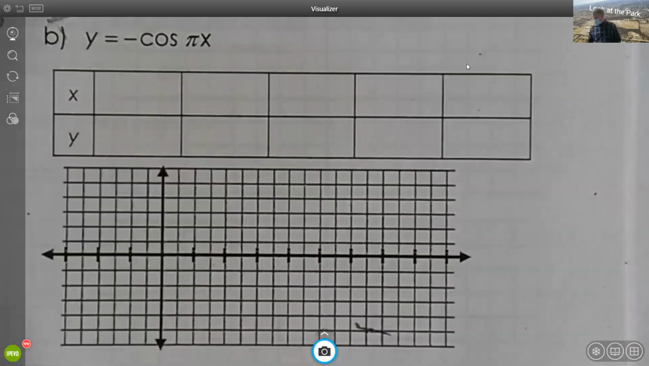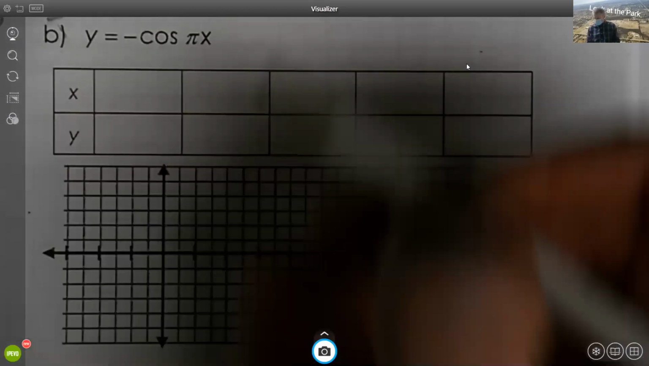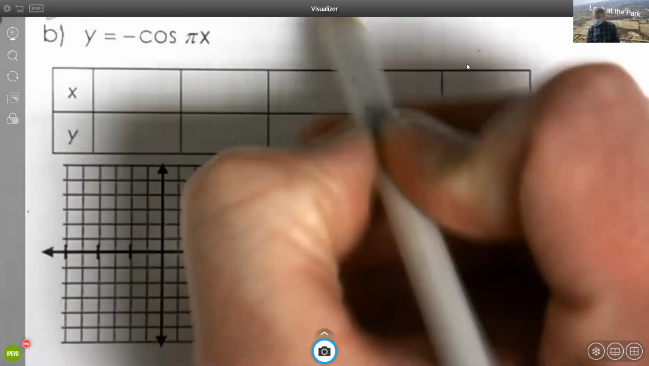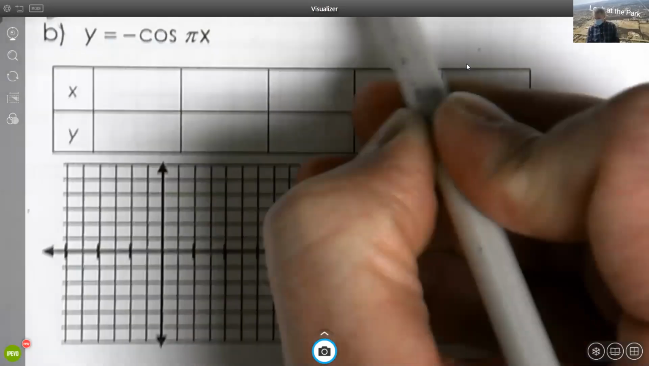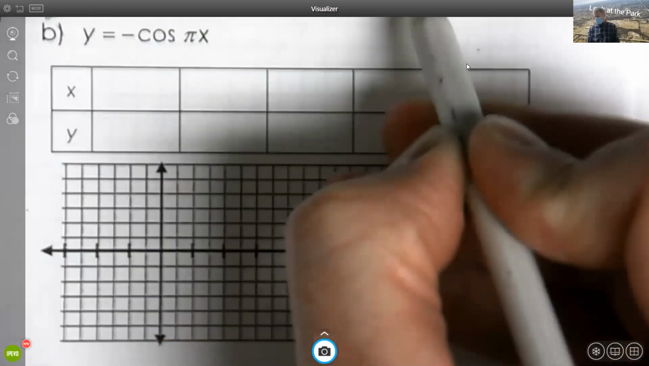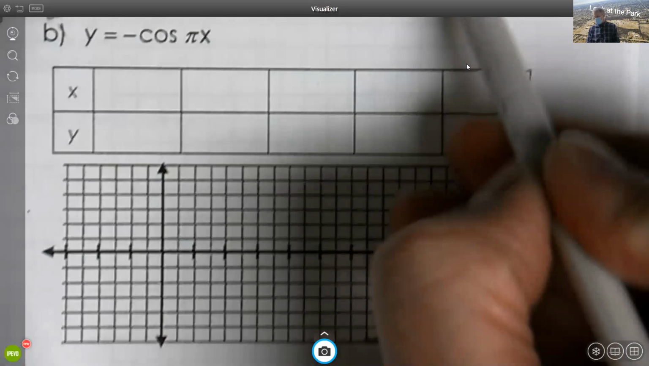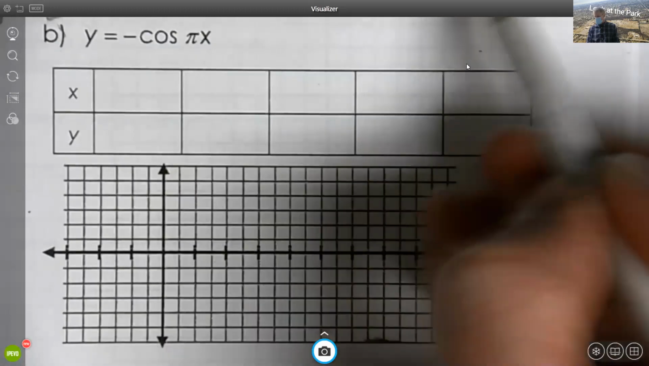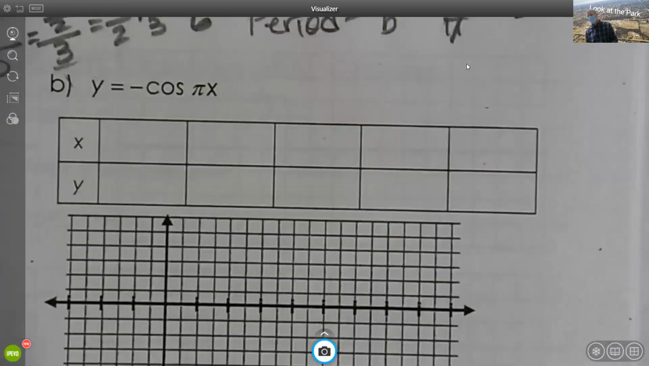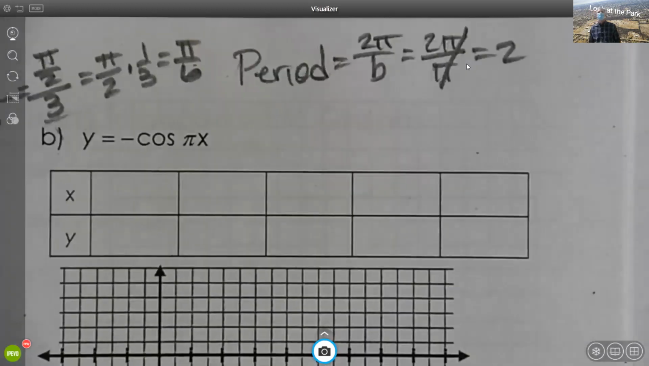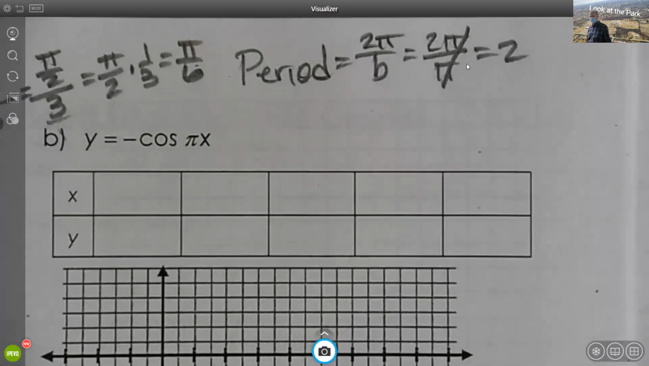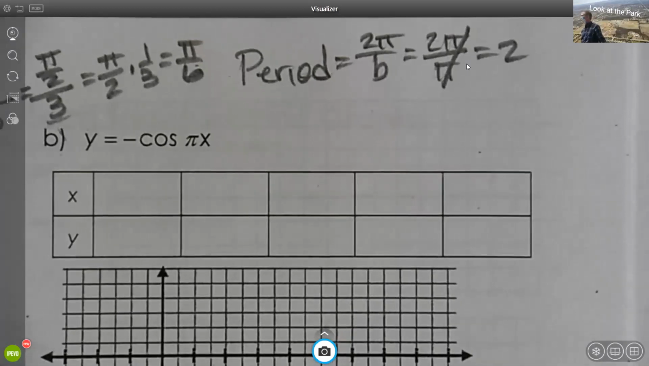So we're first going to start out with calculating the period. The period is 2 pi divided by B. So your B value is pi. So you get 2 pi divided by B. We're dividing by the pi. So that's giving us a value of 2. Now, what are we going to do with this 2? What's our next step?